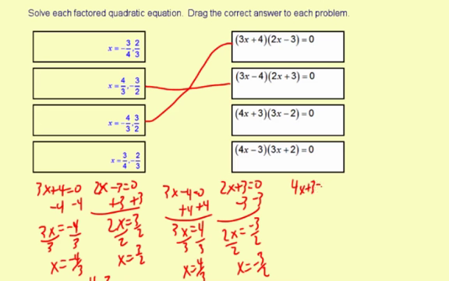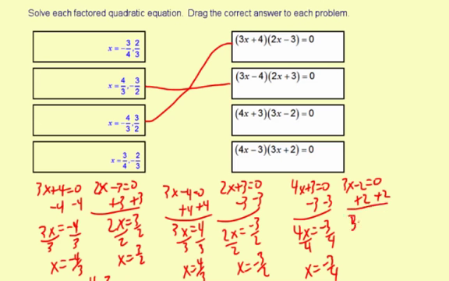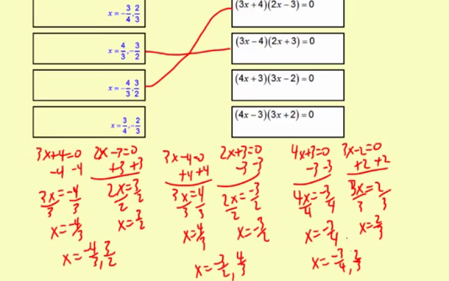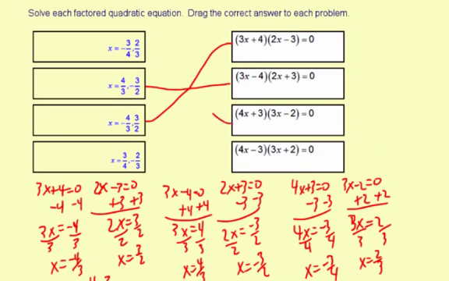4x plus 3 equals 0, and 3x minus 2 equals 0. So we're going to subtract 3 from both sides here, and get 4x equals negative 3, divide by 4, x equals negative 3/4. And then for the next one, add 2. 3x equals 2, divide by 3, so x equals 2/3. So it's x equals negative 3/4, comma 2/3. And that matches with the first one.